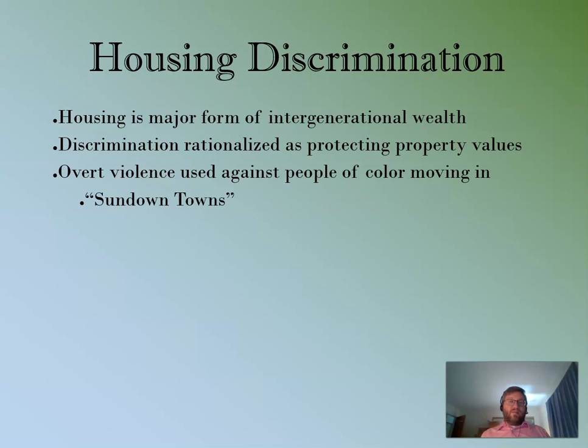So housing discrimination at its rawest can be enacted by the use of overt violence against people of color moving into neighborhoods that are inhabited by white people. There's a long history of violence used against people of color to maintain the whiteness of neighborhoods or even entire towns. And so I have a note there about the phenomenon of sundown towns.